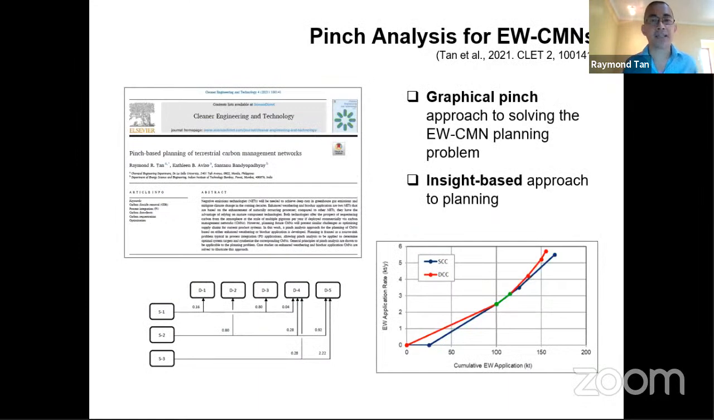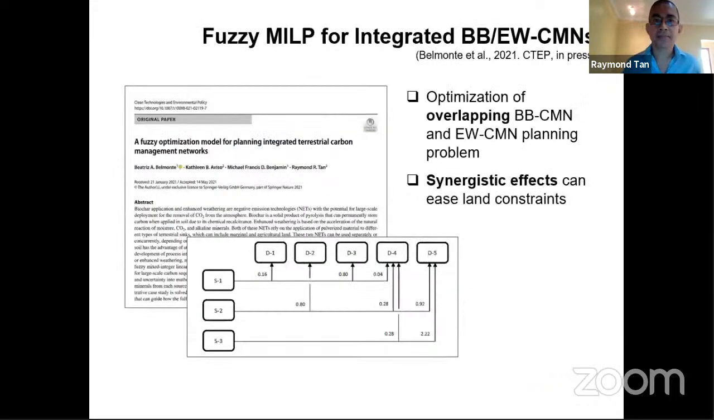More recently, we've taken a look at a similar problem, but we've applied different modeling frameworks, including the aforementioned pinch analysis techniques. Again, with colleagues from University of Santo Tomas, we've examined how we can combine the two techniques, biochar and enhanced weathering, and apply the same techniques within the same application sites. So if you're a land-constrained country, like say parts of the Philippines would have land constraints, then you could actually have synergistic effects by applying both techniques at the same locations.